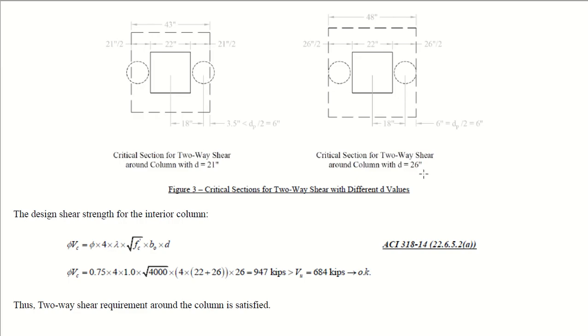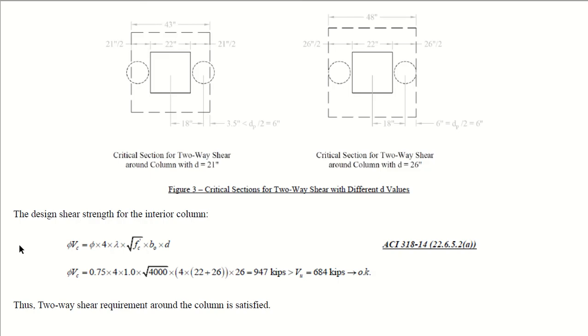However, if you increase the depth up to 26 inches, your critical perimeter is now increased. The one side is 48 inches. You can clearly see that after deducting the values, you are left with a 6 inch difference between the center of the pile and the critical shear perimeter.